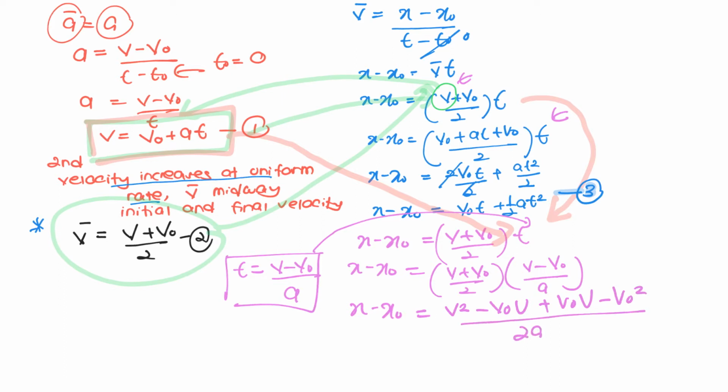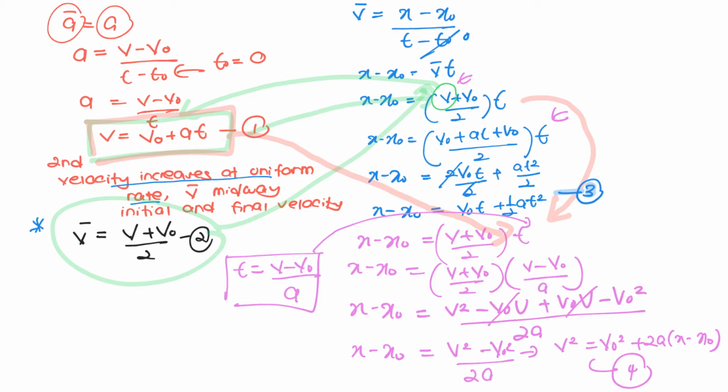Okay, so after that you are going to get here x minus x naught. This one is going to be 0, so you are going to get v square minus v naught square over 2a. Okay, so rearrange everything, then you are going to get v square equals v naught square plus 2a times x minus x naught. So this is going to be equation number 4. Okay, so that's how you derive it.